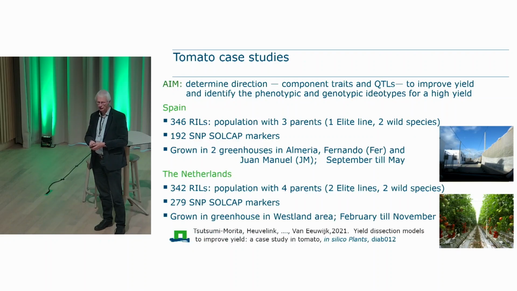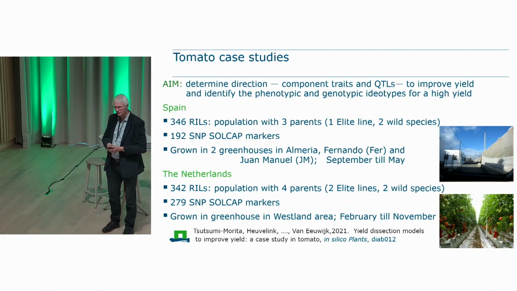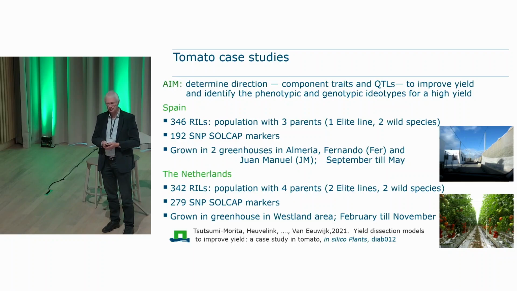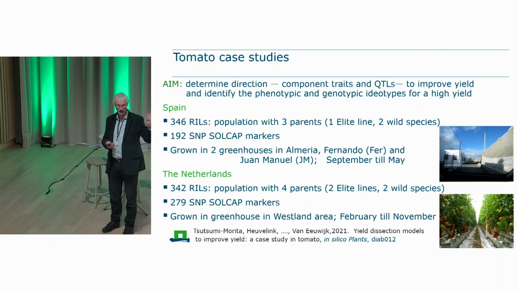And then there was another population which was grown in the Netherlands, 342 RILs of a crossing population with 4 parents, 2 elite lines and 2 wild species, and grown in the Westland area from February till November. And that Dutch study has already been published a few years ago in in silico Plants. But the Spanish study is in the thesis of Yutaka. I will refer to that at the end, but not yet in a journal paper.